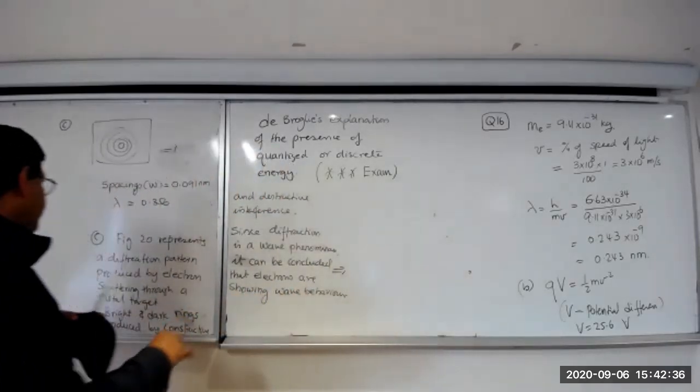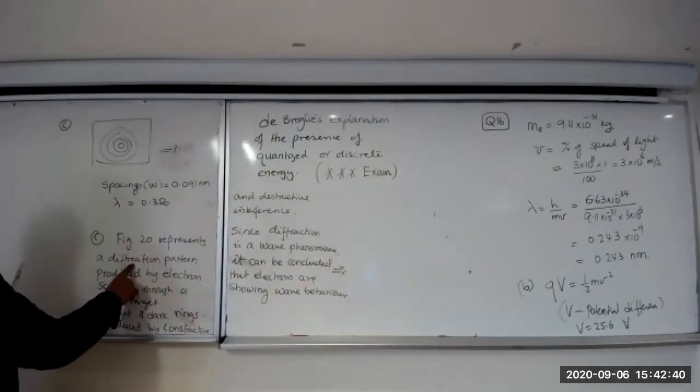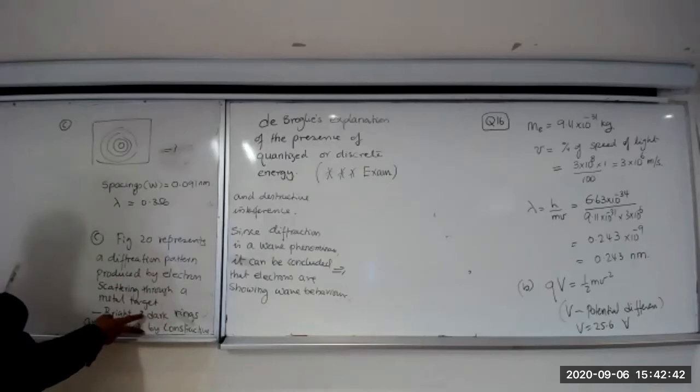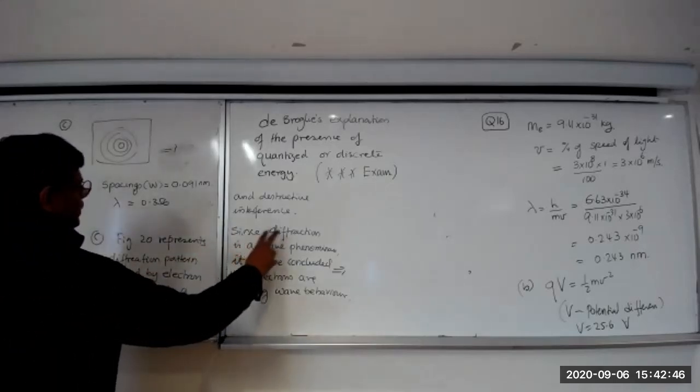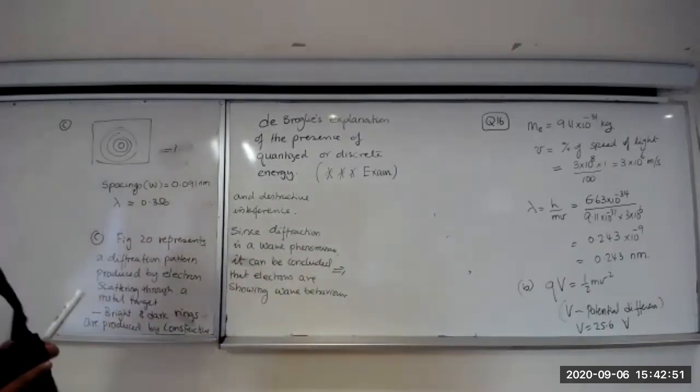So the logical sequence: the figure shows diffraction, and they'll be talking about these bright and dark bands, and then we're saying that diffraction is unique to waves. Therefore, we're concluding electrons are showing wave behavior.